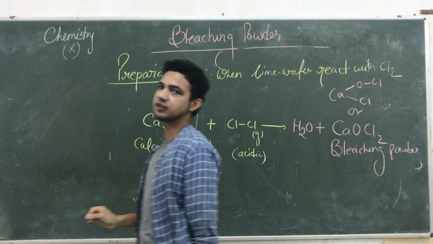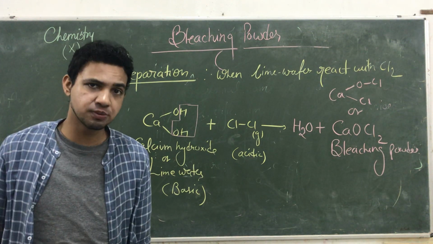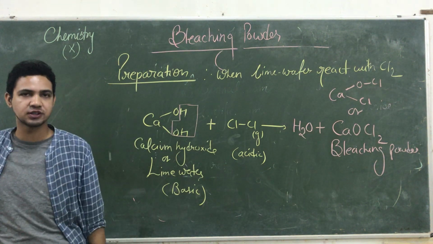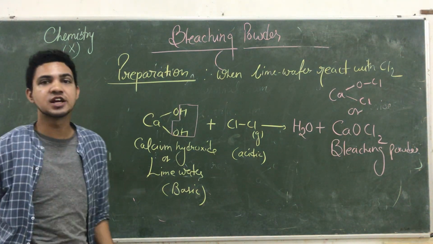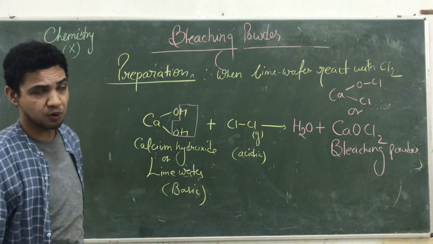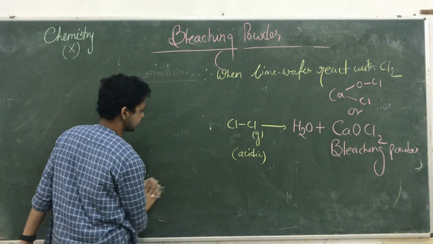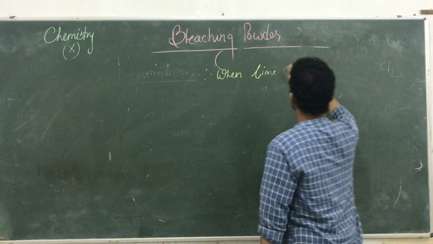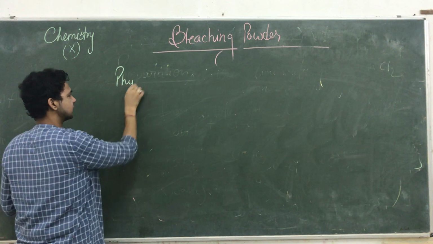So only one chemical method is here for the preparation of bleaching powder, and you get a large amount of white and yellowish colored powder. This is known as bleach powder. That is the preparation method of bleaching powder. The next one is physical properties, meaning its color, its solubility, its smell. These properties are known as its physical properties. So the next topic is physical properties.